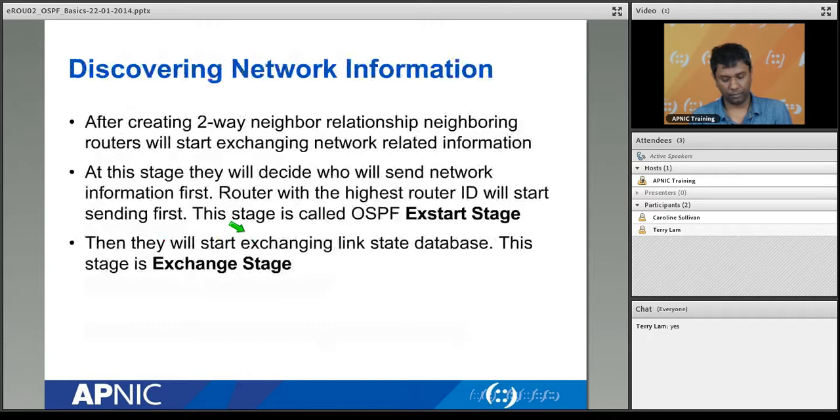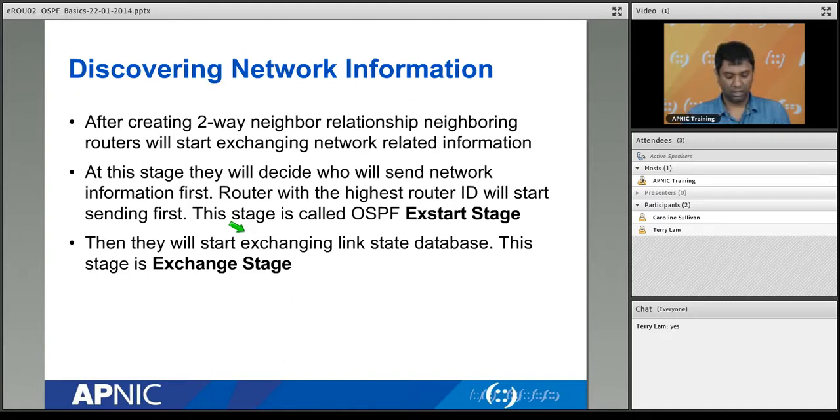After the two-way stage, they exchange the summary database, which is the topology database. When they exchange the summary database, the question comes: who will start first? They need to decide who will start exchanging first. The router that has the highest router ID normally sends the topology database first. We call it the exstart stage, when they decide who will send first. And when they exchange the topology information, we call it the exchange state.